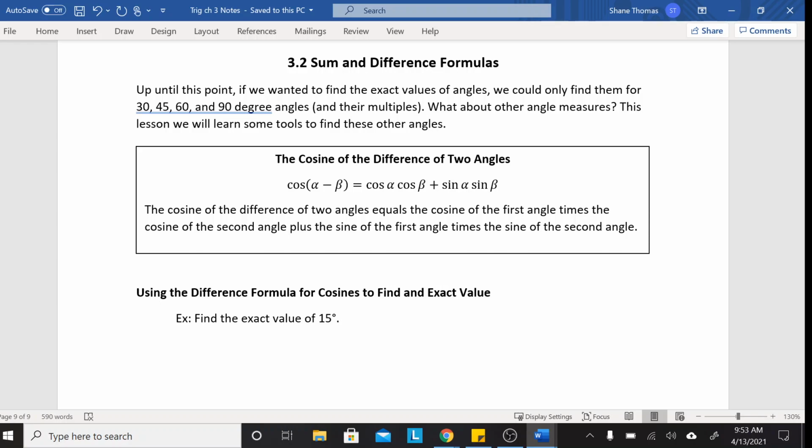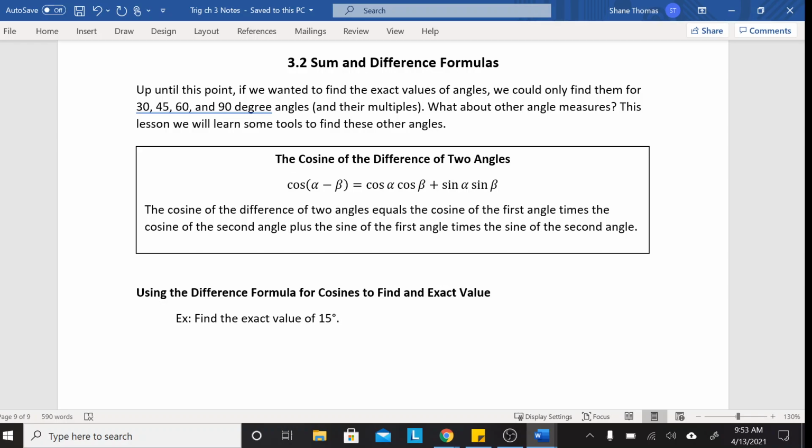What this is saying is you have two different angles and you subtract them. So you have the cosine of alpha minus beta is equal to the cosine of alpha, cosine of beta, plus the sine alpha, sine beta. You multiply the cosines, multiply the sines, and add them. All right, so let's look at one and see what it looks like.